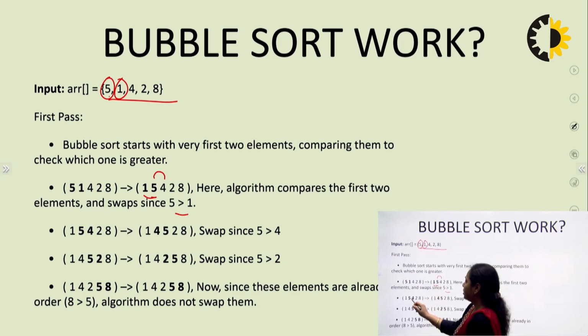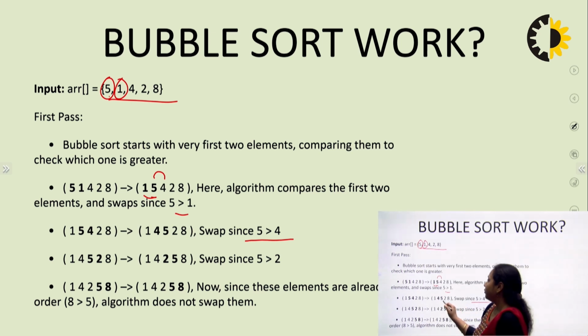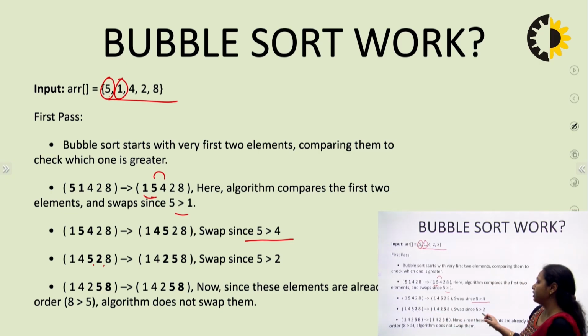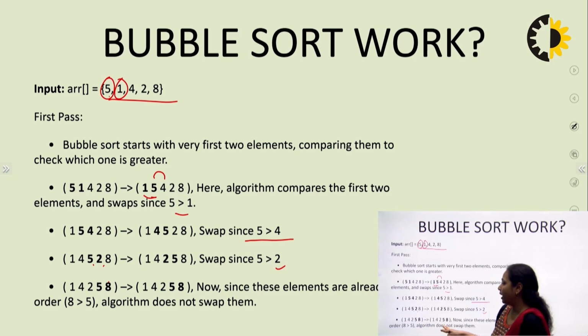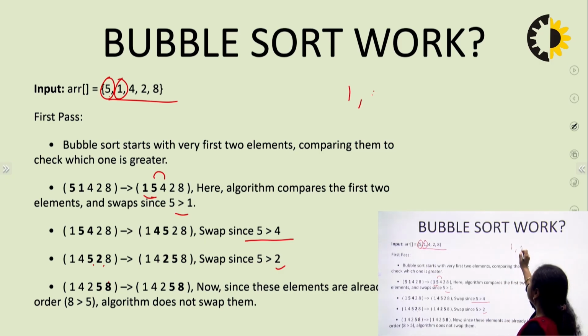Next we see that when we compare 5 and 4, that is the second and third element, the order is wrong, so we will swap. Next we will compare third and fourth position, that is 5 and 2, again the order is wrong, so we will swap. Lastly we compare the fourth and fifth element, and here we can see that the order is absolutely correct. So we do not require any kind of swapping, we simply leave the elements as they are. So after completing the first pass, what we got is the list of elements 1, 4, 2, 5, 8.